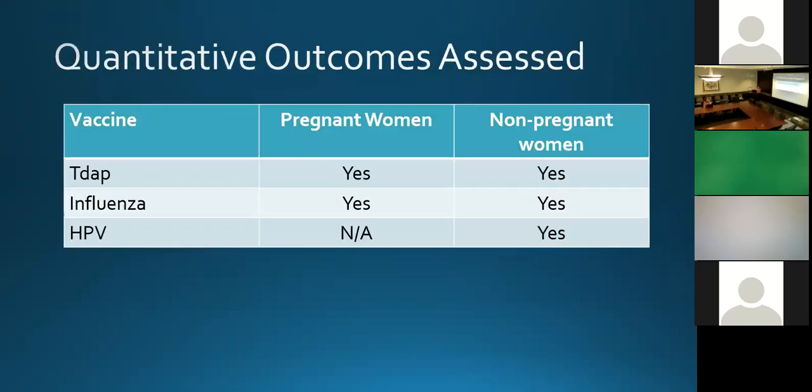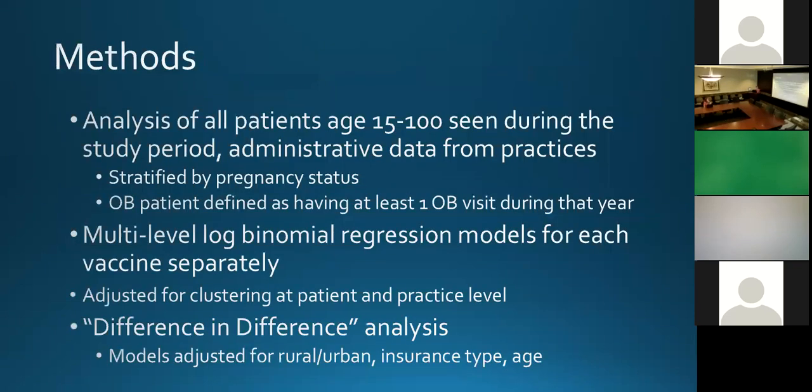Okay, so now I'm going to tell you about the quantitative outcomes very briefly. So again, 3 vaccines on the left that we assessed, the different populations. So basically the only thing to know here is that we don't assess HPV vaccination in pregnant women because they're not supposed to be getting it. It's contraindicated during pregnancy.